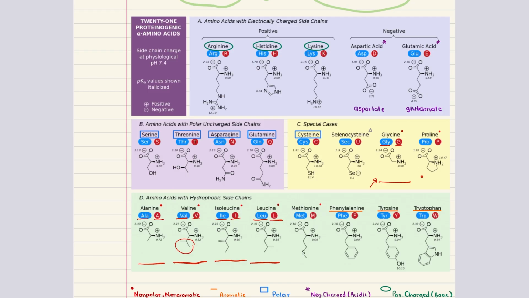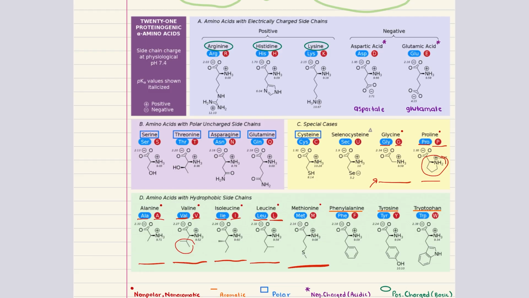Next is proline. Its three-letter abbreviation is PRO, and its one-letter code is P. Proline has a distinctive ring structure that connects back to its own amino group, and this creates a rigid backbone that limits flexibility. Because of this rigidity, proline often disrupts alpha helices and it creates turns or kinks in protein structures. Finally, we have methionine.